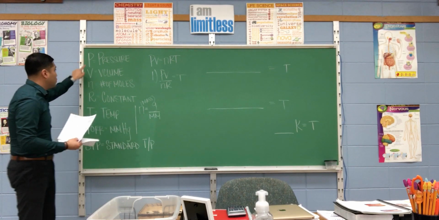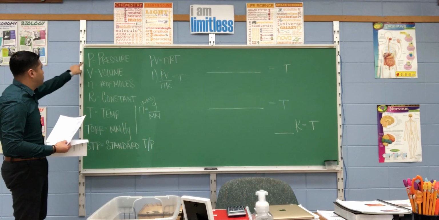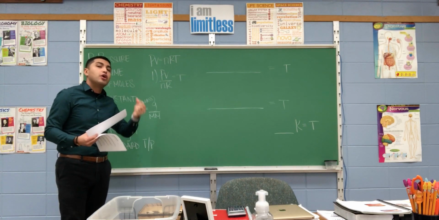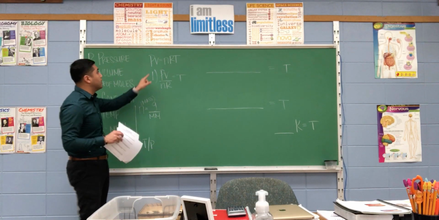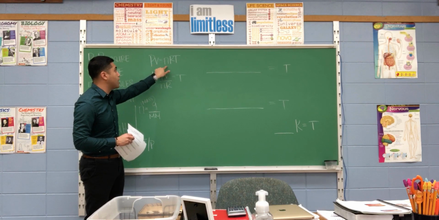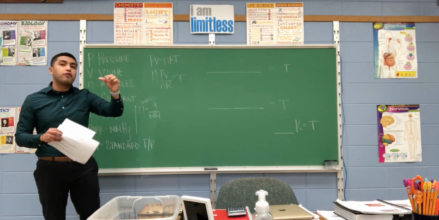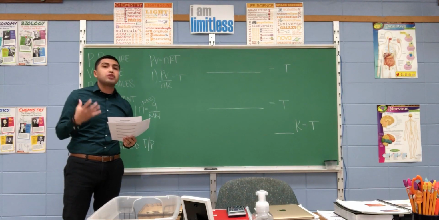So pressure, volume, number of moles, constant, temperature. P, V, n, R, T. Those are letters you should be familiar with. You need to start memorizing them and what they stand for. So my formula initially is PV equals nRT. That is my formula. Once again, ideal gas law is PV equals nRT.